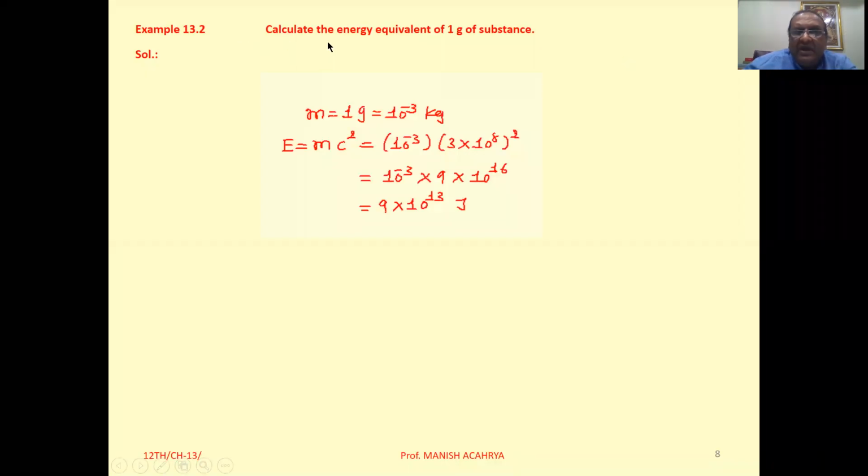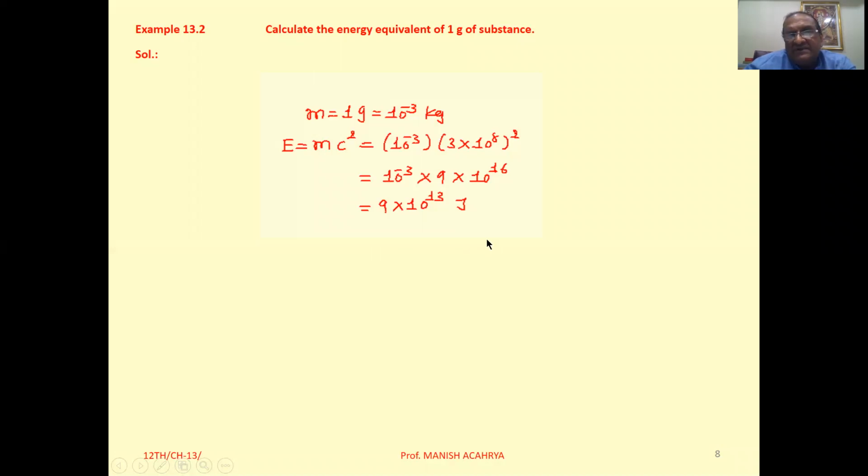Example 13.2. Calculate the energy equivalent of 1 gram of substance. So mass is 1 gram, that is 10 raised to minus 3 kilogram. Energy equivalent to it is mc square, mass 10 raised to minus 3 into c square, that is (3 into 10 raised to 8) whole square. So 10 raised to minus 3 into 9 into 10 raised to 16. Finally, you will get 9 into 10 raised to 13 joule.